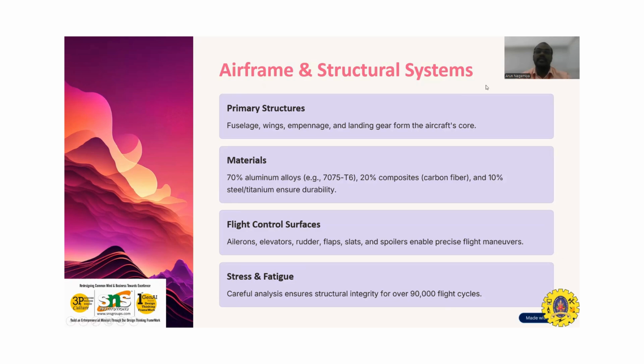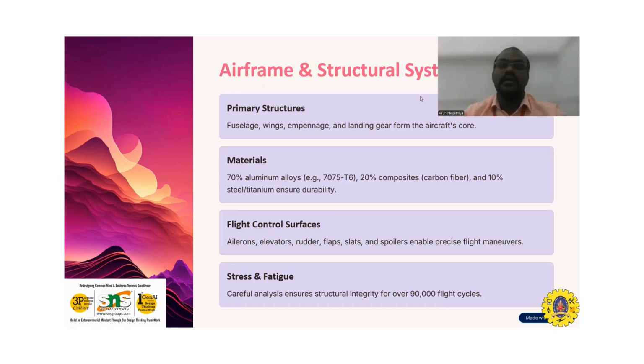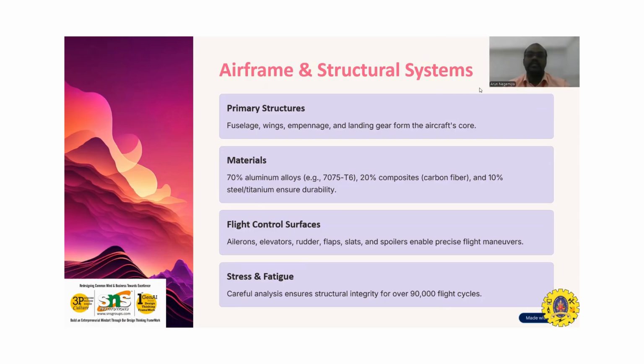First, we are going to discuss the airframe structural system. In that system, the first one is primary structures. The primary structures are fuselage, wings, empennage, landing gears, and flaps, ailerons. These are all the primary structures.